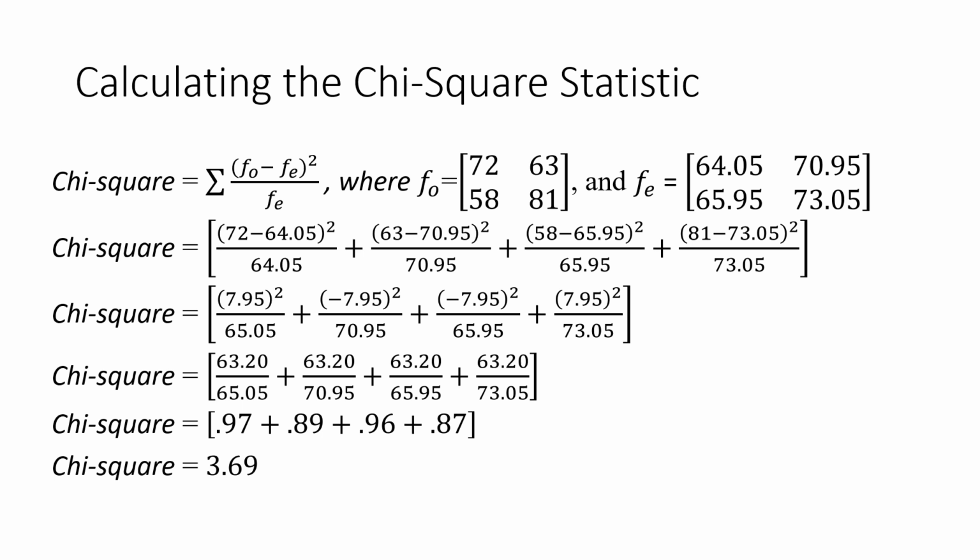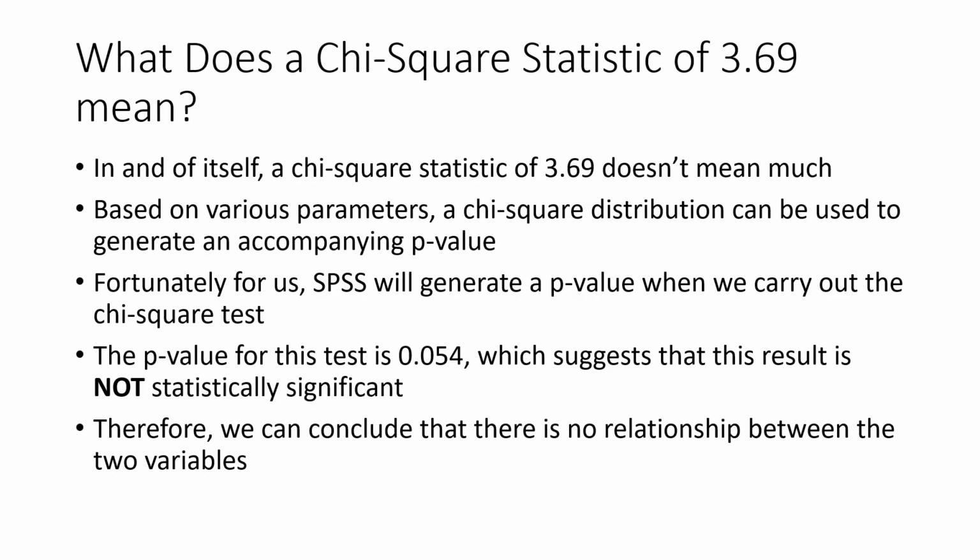So if I've done the math correctly, I get a chi-square of 3.69. All right, what does that mean, a chi-square statistic of 3.69? Let's take a look. Okay, so we've calculated a chi-square statistic of 3.69 or 3.7, depending on how you might want to look at that. And then the question is, what does that actually mean?